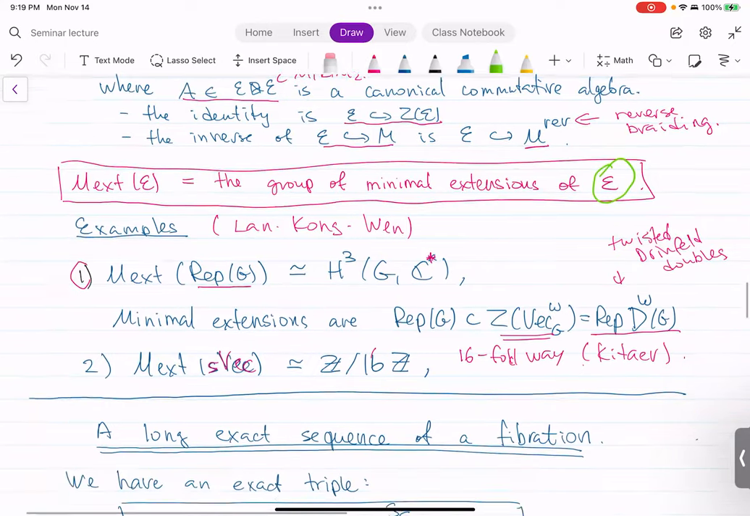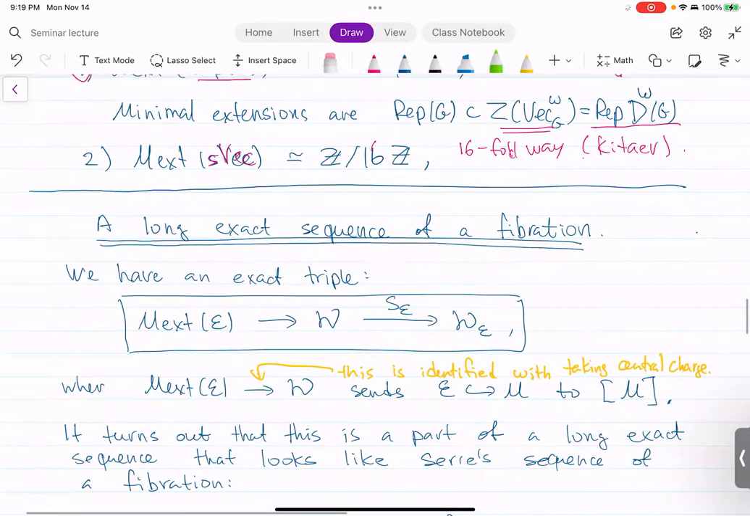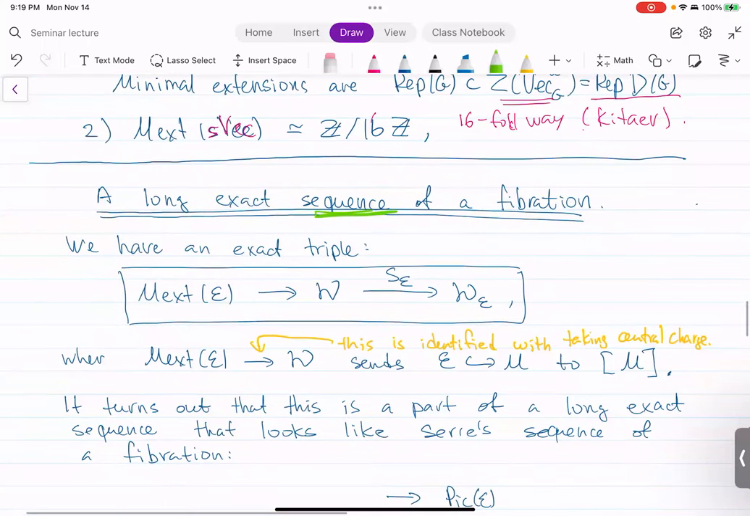So first of all, I think there is a conceptual result. There is a certain long exact sequence that involves the groups of minimal extensions and the Witt groups that I introduced before. So here is the way we are going to start. Remember there was this homomorphism from the Witt group to the relative Witt group, right? What this S_E does is it takes C to C tensor E. That's a homomorphism.